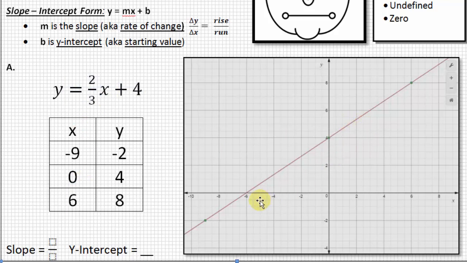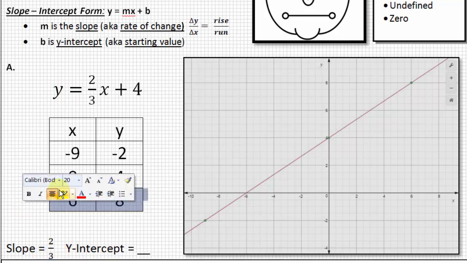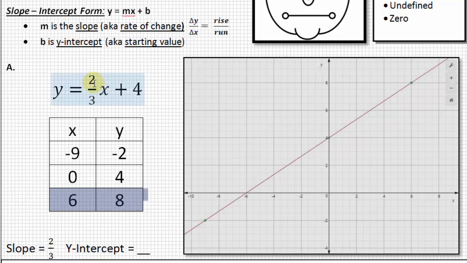So let's take a moment. Let's start with this slope. We know that slope is the change in y over the change in x. So when we use it in the equation form, this is our slope. It is 2/3. So I'm going to fill that in here. The slope is 2/3. But that's where it is in the equation. Where can we now see that in the table?